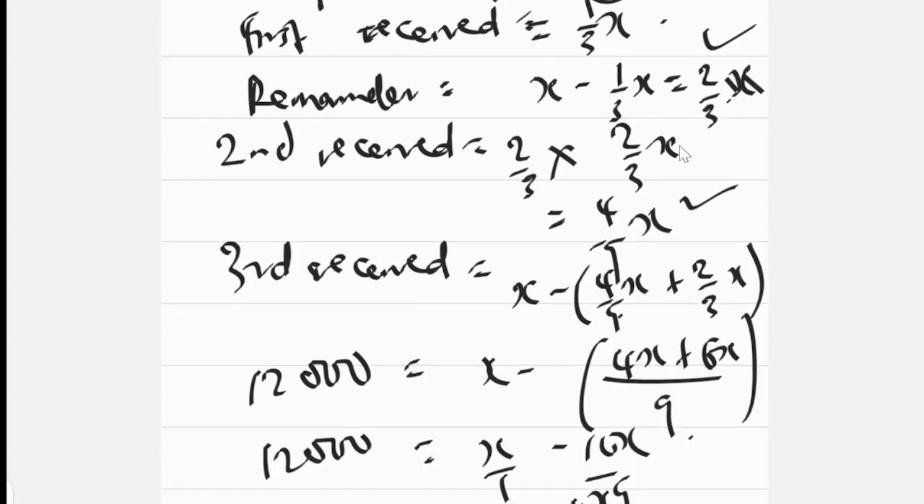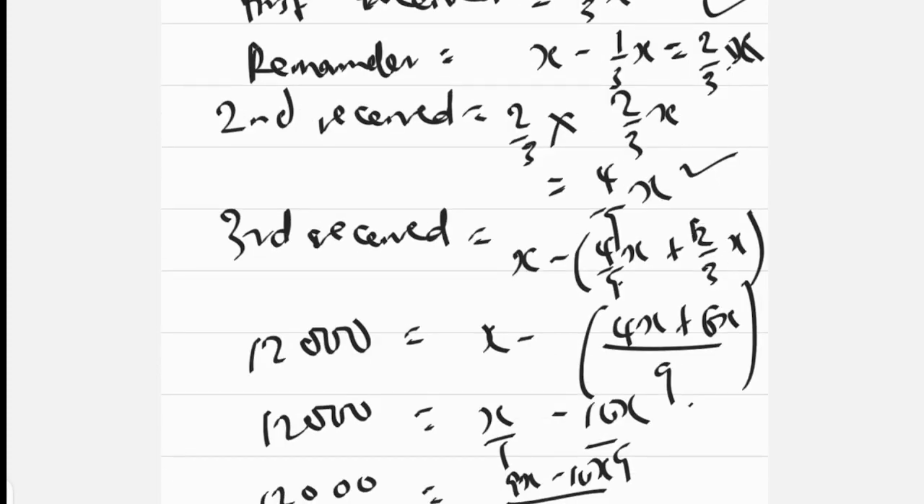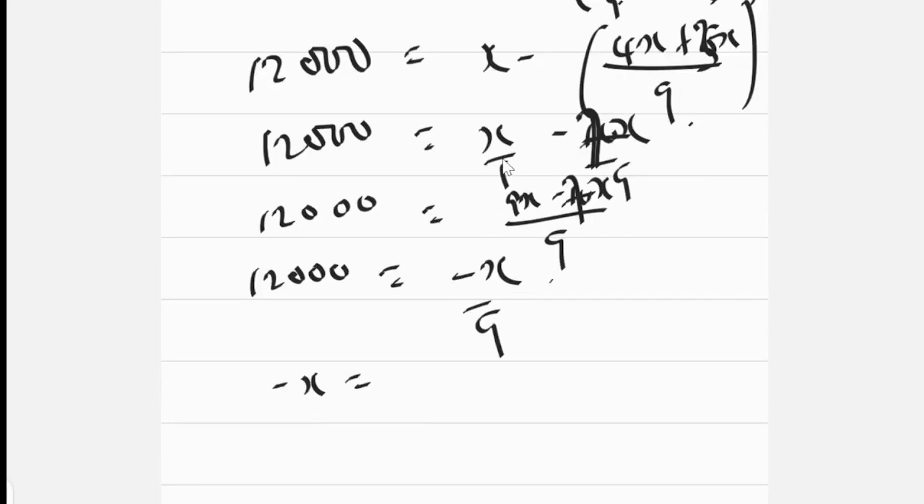Oh, I made a mistake. The first one received 1/3, not 2/3. This should be 1/3, and this should be 3x. This should be 7x. Yeah. So this will be 7x. Sorry. And this will be 2x. Then you have 2x is equal to, what is 12 times 9? 12 times 9, that is 108,000.